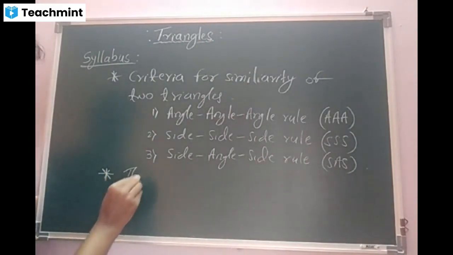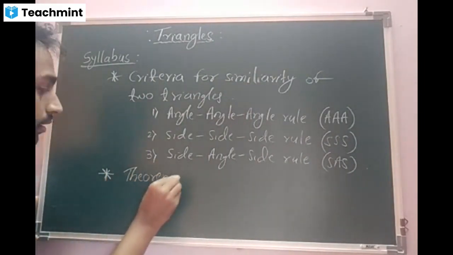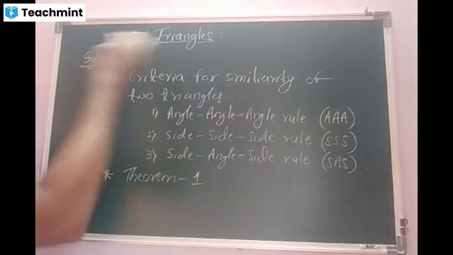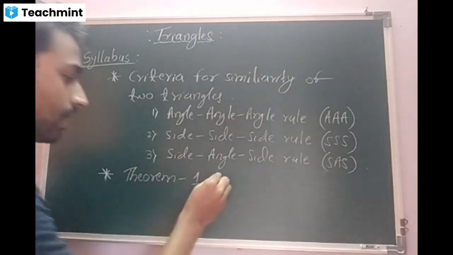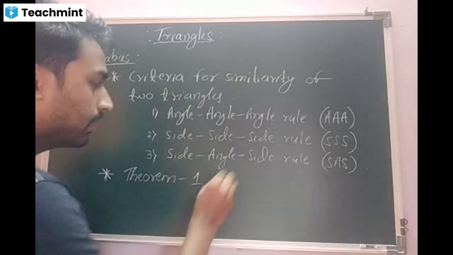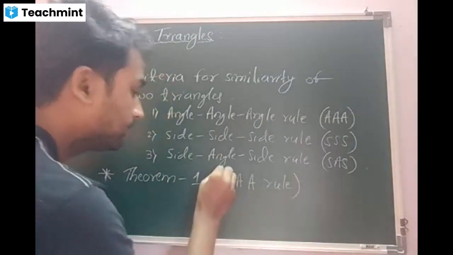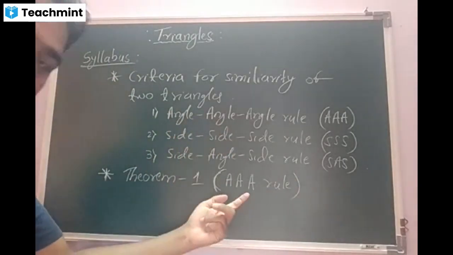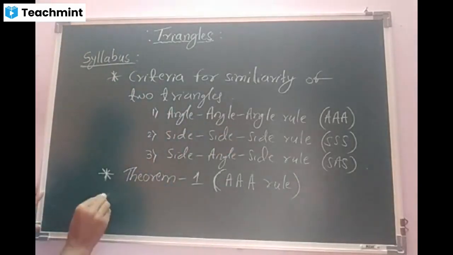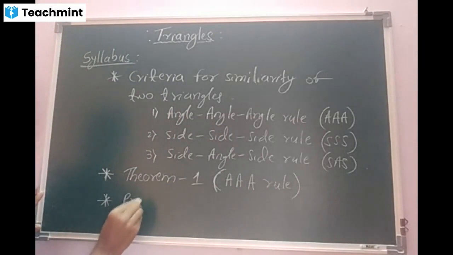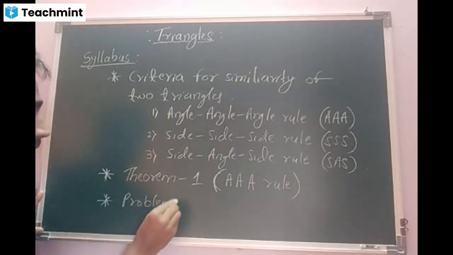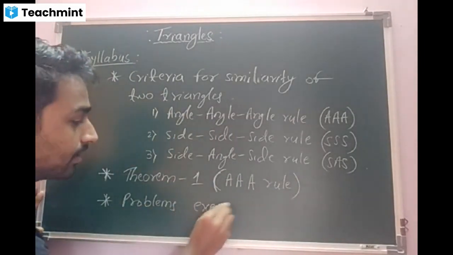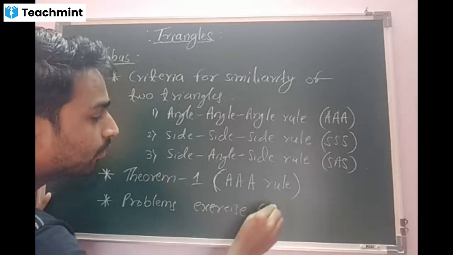Then we have to deal with theorem 1, the first theorem in this particular chapter, which is nothing but derivation of AAA rule. What is the meaning? You will come to know here. Its derivation has to be done here. Then you are supposed to solve the problems, exercise 6.3.